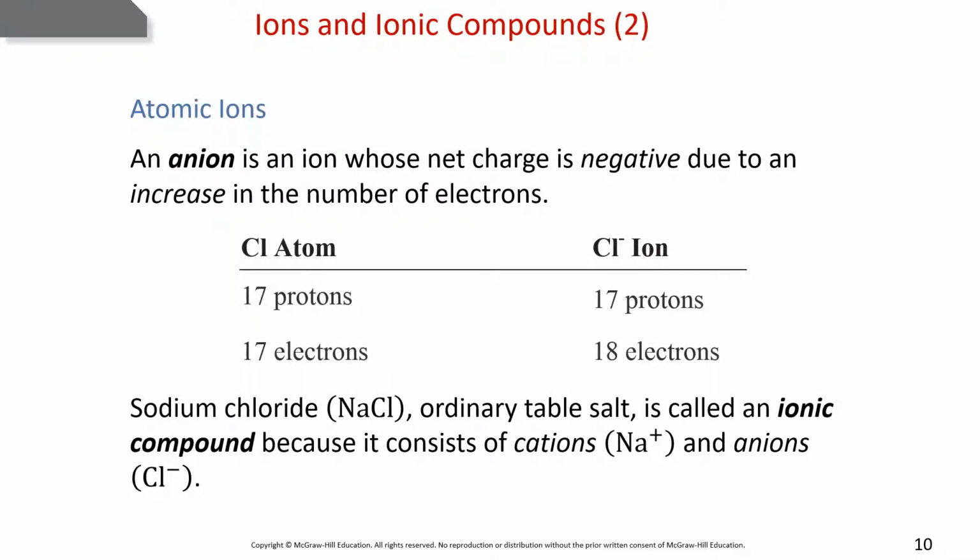Non-metals, when they gain an electron, become negatively charged because they have extra electrons. They've picked up electrons from something else. We call things that are negatively charged because they're an ion an anion, and those are generally our nonmetals.